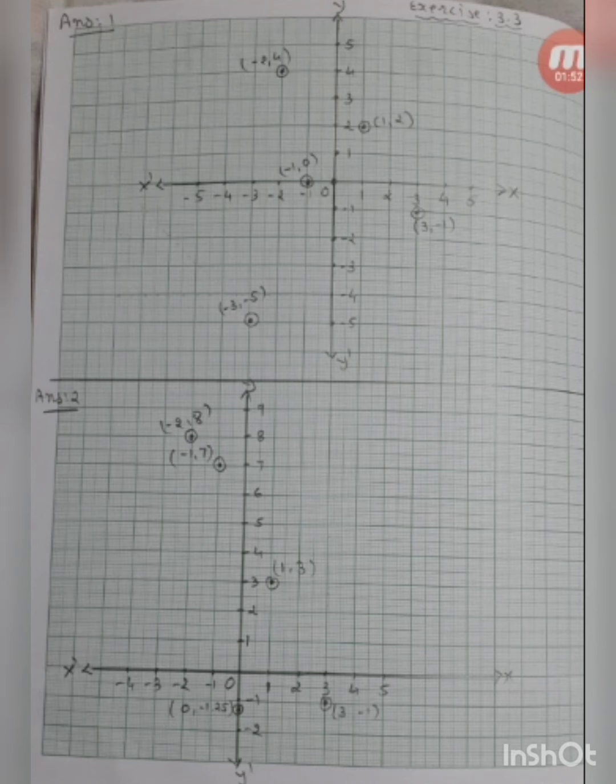Fourth one is (1, 3). So 1 is the x coordinate and 3 is the y coordinate. The intersecting point is (1, 3). And the last one is (3, -1). So 3 is the x coordinate and -1 is the y coordinate. So the intersecting point is (3, -1).